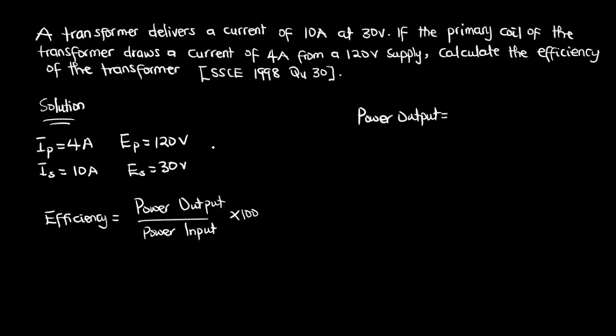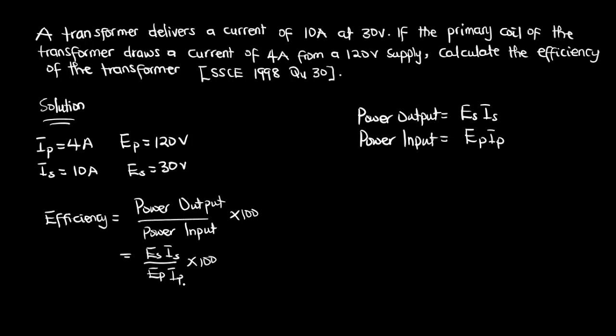Now power output is equal to the product of the voltage in the secondary coil multiplied by the current in the secondary coil. So basically it is ES multiplied by IS, the voltage in the secondary coil multiplied by the current in the secondary coil, that's the power output. And the power input is equal to the voltage in the primary multiplied by the current in the primary. So this is basically ES IS over EP IP, multiplied by 100.